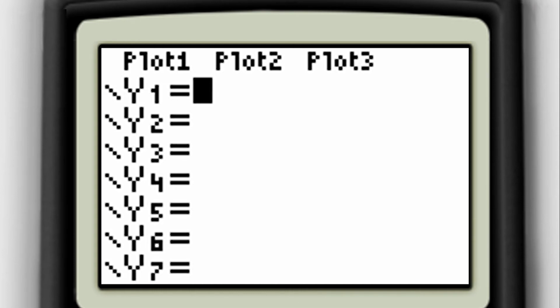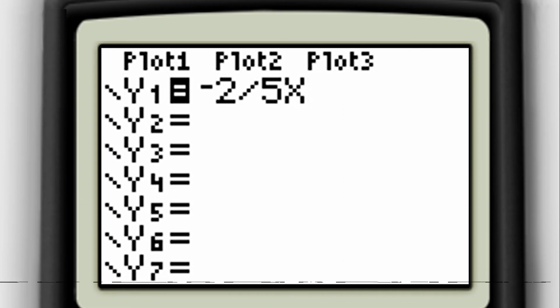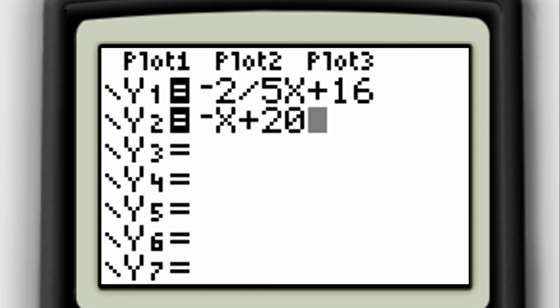We can also use our graphing utility to check to make sure that these answers are correct. So we can turn on our graphing utility, go to y equals, and under y equals, for y sub 1, we can insert either of these. So let's just insert this one. So it would be negative 2 divided by 5, all of that times x, plus 16. And then we scroll down to y sub 2, we can insert this. So that's negative x plus 20. And then we go to graph, and you'll see two lines appear.